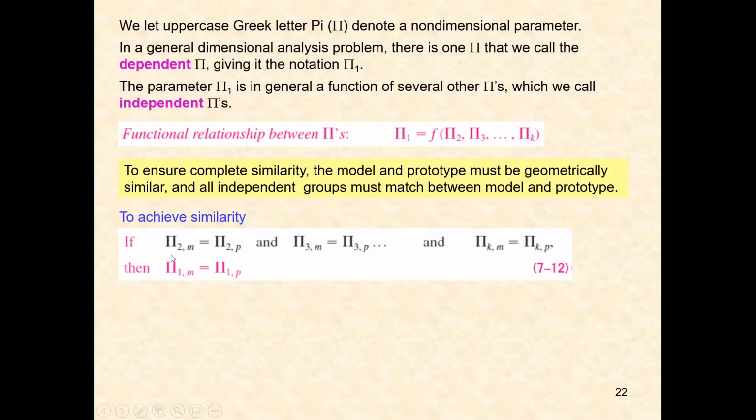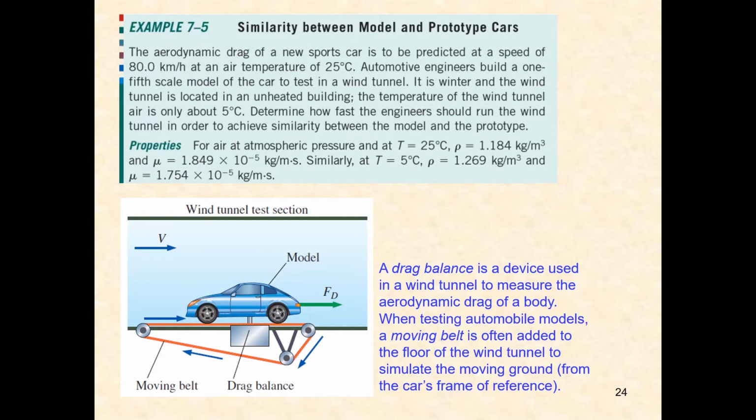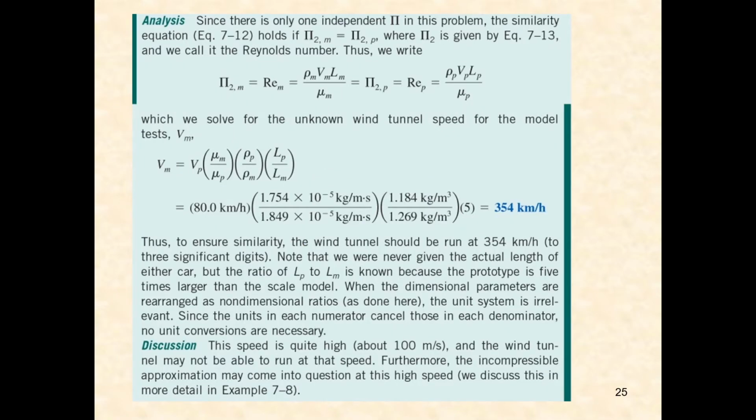So to achieve similarity, pi for the model must be equal to pi for the prototype. So in this case, our independent variable is the Reynolds number. We need to make sure that the Reynolds number for the model is equal to the Reynolds number of the prototype. So pi 2 here, the independent variable of the model, which is the Reynolds number, must be equal to pi 2 of the prototype. From here, you can just substitute rho, V, L and mu, so you can find the velocity needed to run the experiment in order to achieve the kinematic similarity.